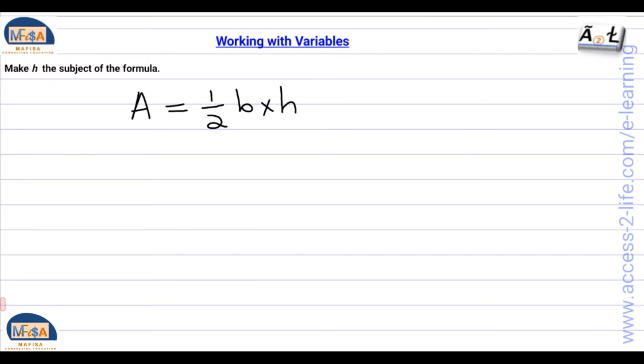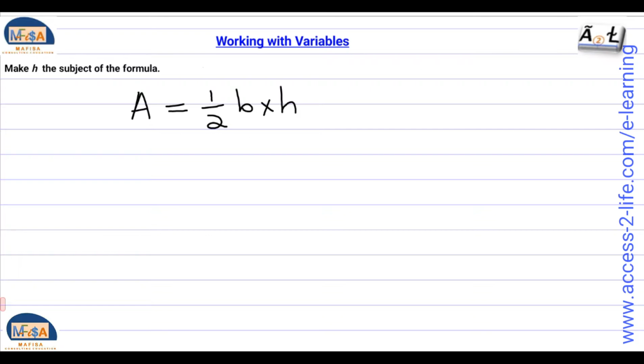So what that means is that we need to find a way to have h by itself on the one side of the equals sign and every other thing on the other side of the equals sign. So what we have here is a equals a half times b times h. The first thing that we can do is try to get rid of that half. So if we look at it, to get rid of the half, we can multiply the half by 2, which will give us 1. Then what we do on the one side of the equals sign, we must do on the other side of the equals sign.